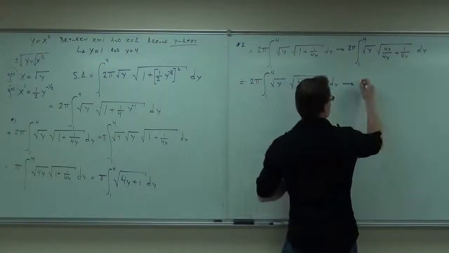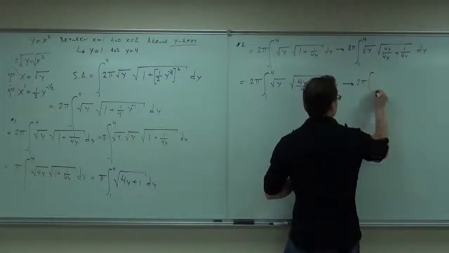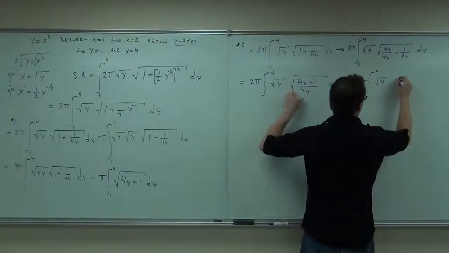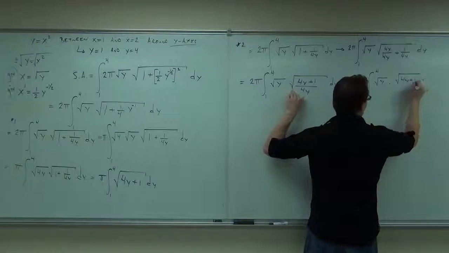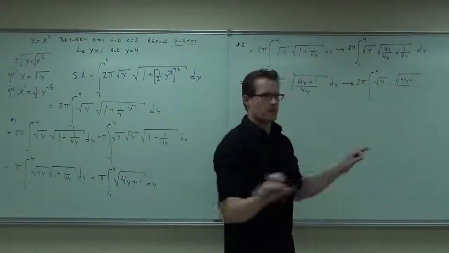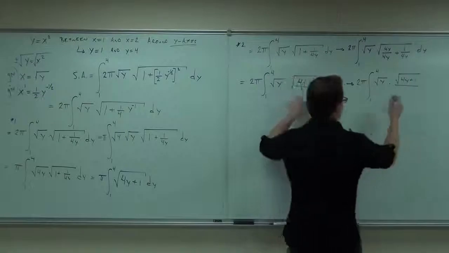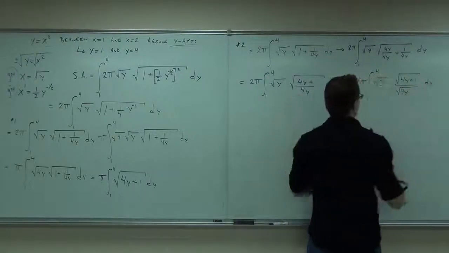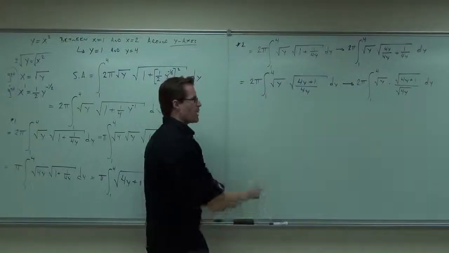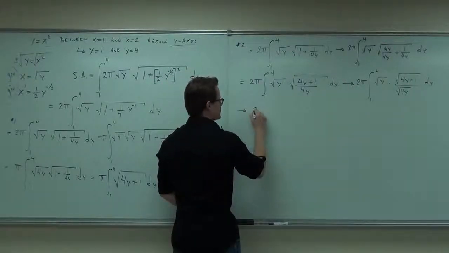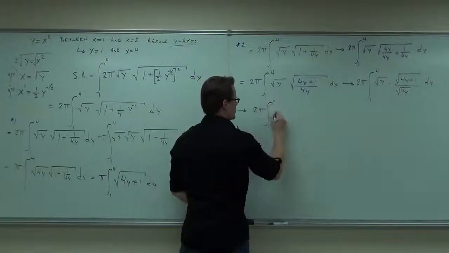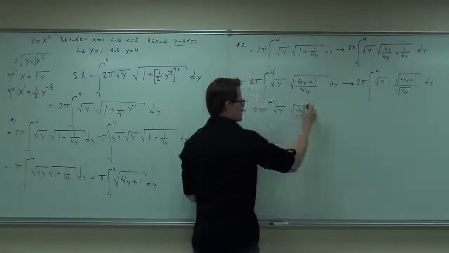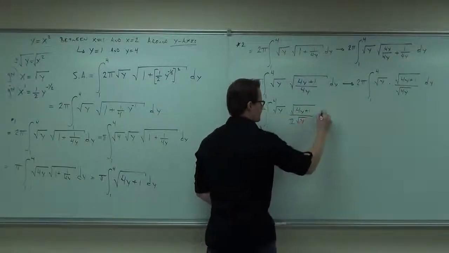So 2 pi still. Square root of y times square root of 4y plus 1. There's nothing you can do with the square root of 4y plus 1 right now. Nothing. You can't split that up. However, there is the square root of 4y on the denominator as well. Now, when you think about the square root of 4y, what that is is 2 square root y.